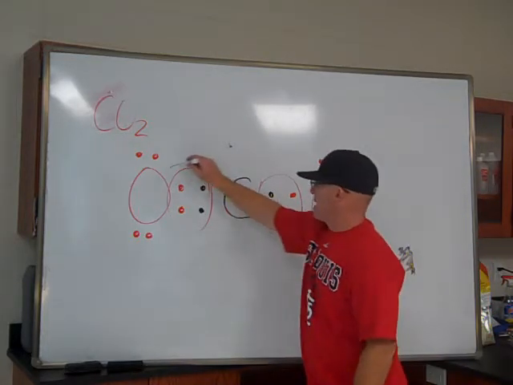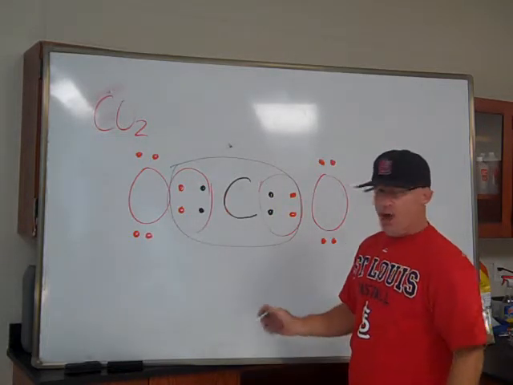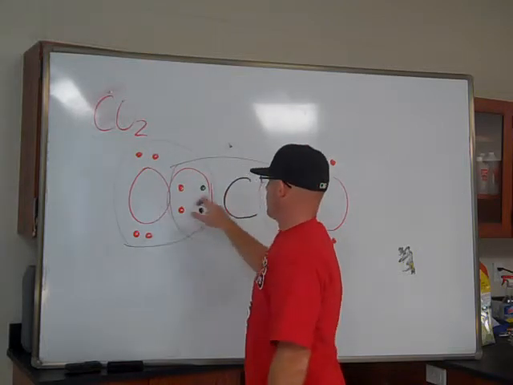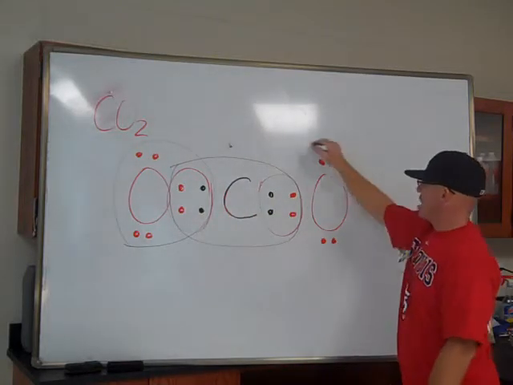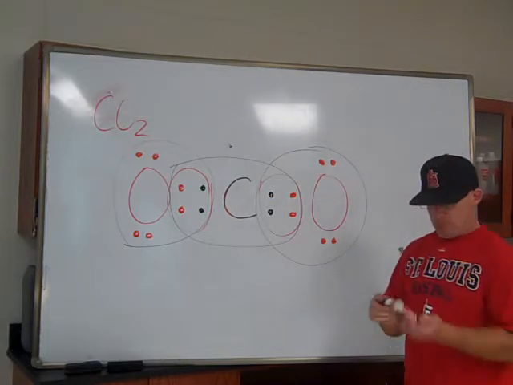How many does carbon think it has? 8. How many does oxygen think it has? Count them. 2, 4, 6, 8. How many does this oxygen think it has? 2, 4, 6, 8. It's happy.